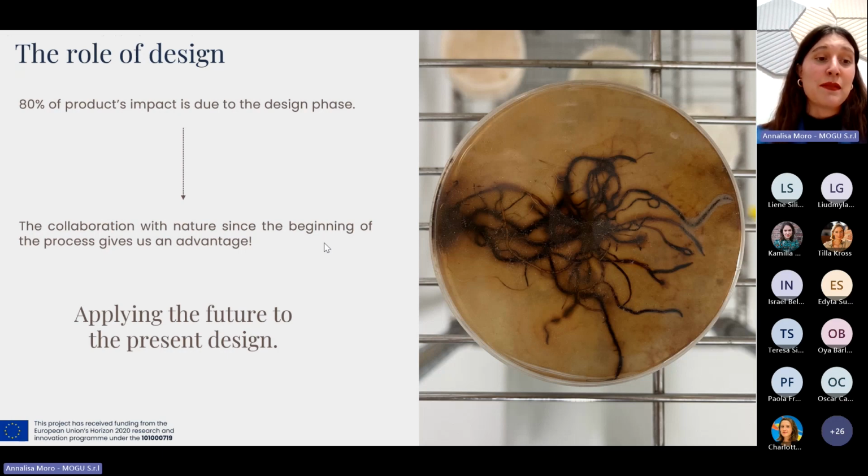And this helps us to apply the future to the present design, because we are already taking into account, in the design phase, future regulation, for example, a trend such as the EPR. So we are trying to create a material that is compliant with the future rules.